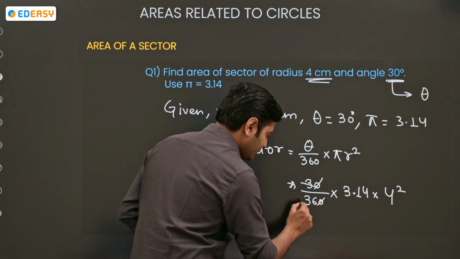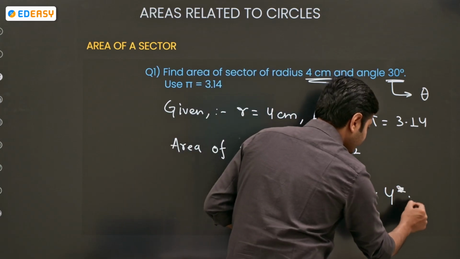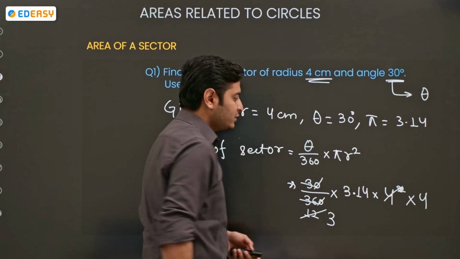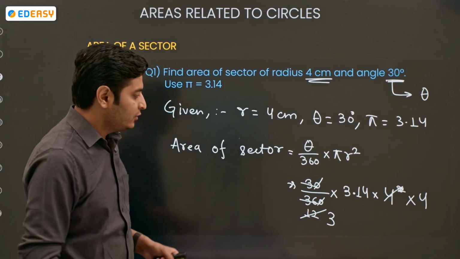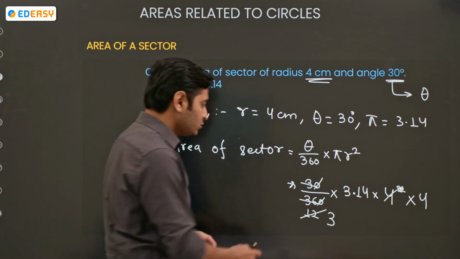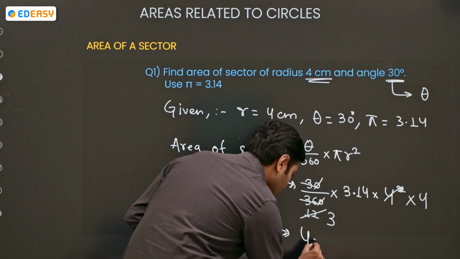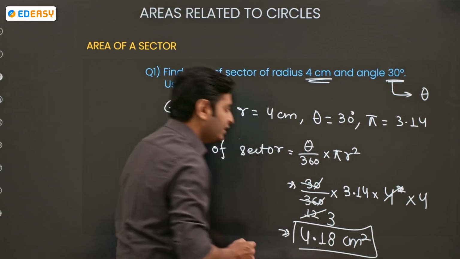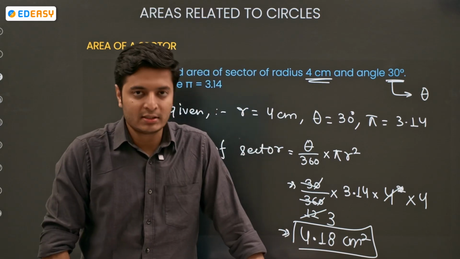Cancelling the zeros, 3 into 12 gives 36. So 4 square is actually 4 into 4, correct? With this 4, I can divide the 12 by 3. Now the expression will become 3.14 into 4 divided by 3. So the final value after calculation will come out as 4.18. I already did the calculation. So if you calculate this, you will find that the final answer is 4.18 and the unit would be centimeter square, because area will always be a squared unit. So 4.18 centimeter square is the final answer.